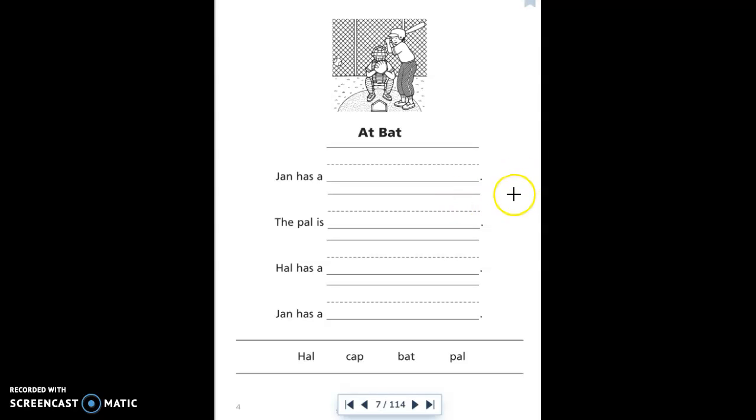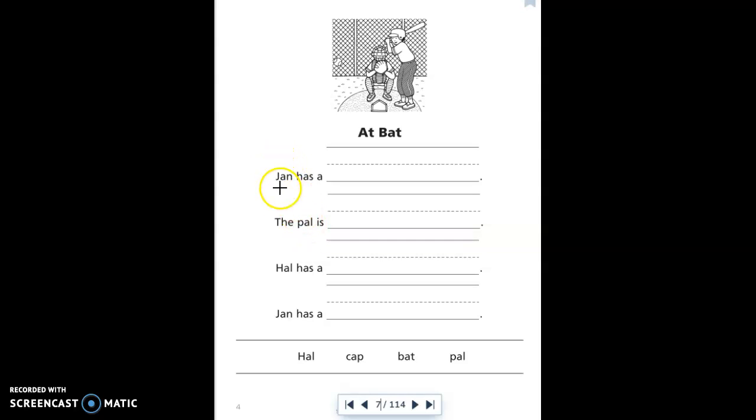Okay, this is just like the page we completed yesterday. We have a word bank at the bottom. We have several sentences that we need to complete. So we have to read the sentence and then choose the word that goes best with it, okay?